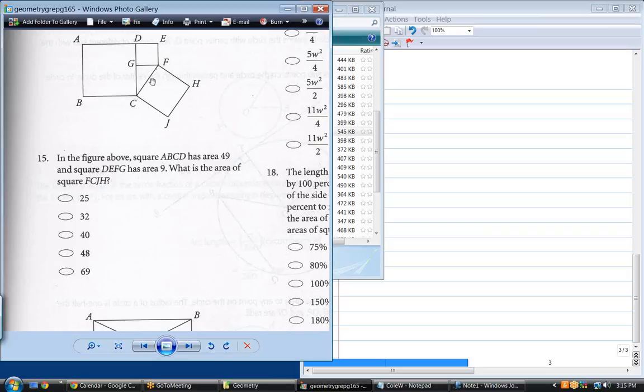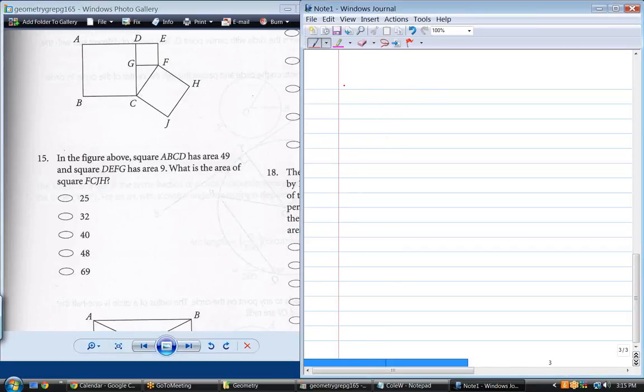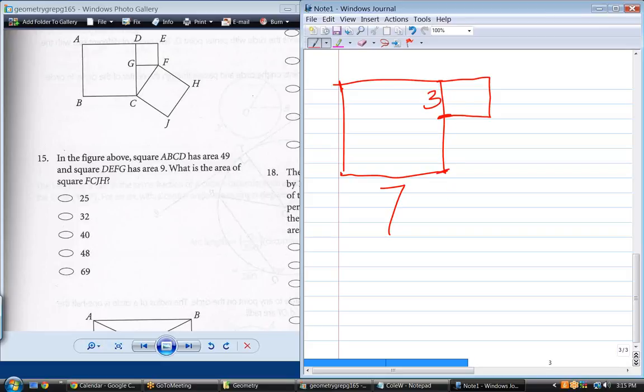What you need to do. First of all, let's work backwards. These problems are always, you want to look at it backwards. In order to figure out the area of this, I need to know the distance from C to F. If I can figure out that distance, then I'm going to know the area of this square. Well, let's draw a picture here. We know the area, that's 49, so what is each side? 7. We know the area, that is 9. What is each side? 3. So what is this distance from here to here? 4.